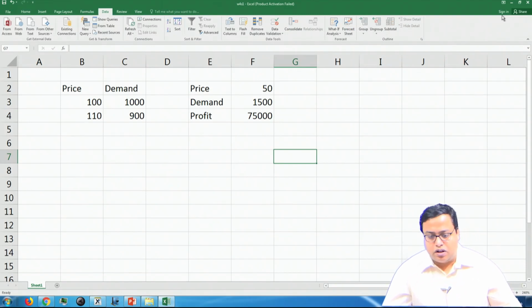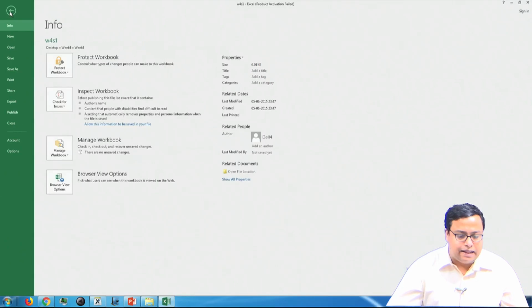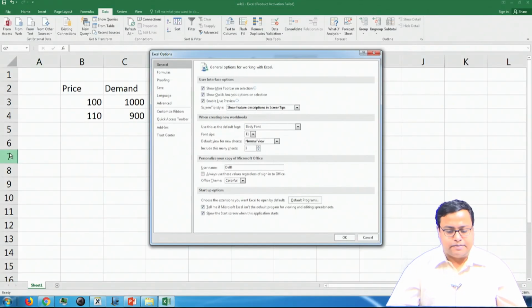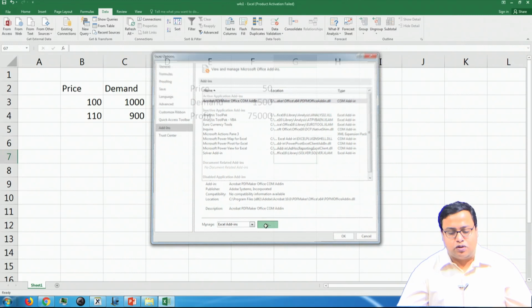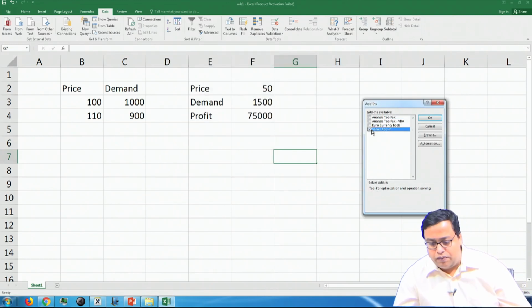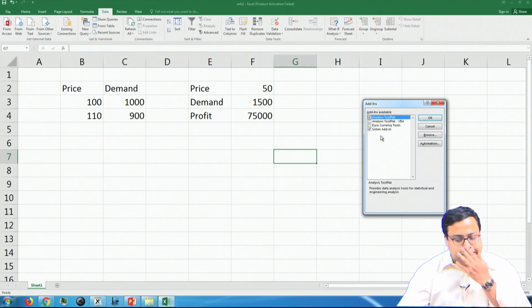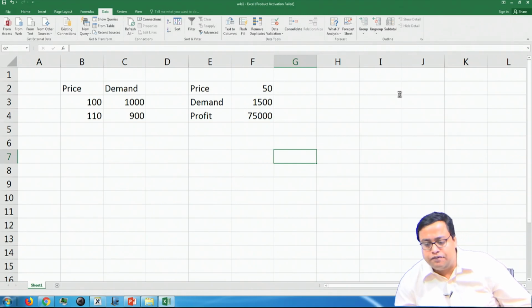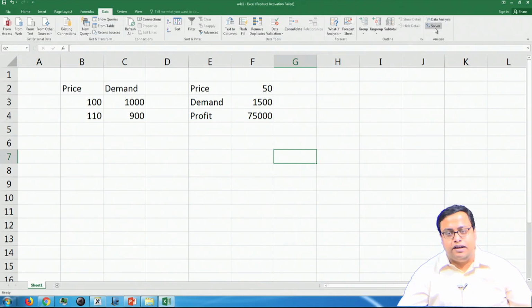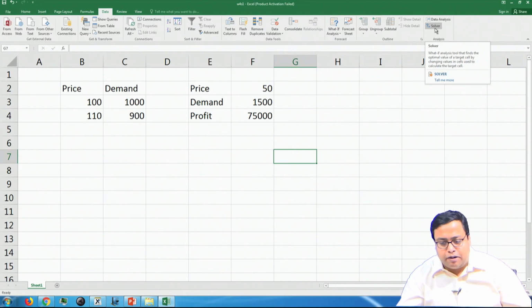If there is no solver here, you have to go to File, Options, Add-ins, and see at the bottom there is an Excel add-in option. So, you have to press on Go. Check Solver; we may also use Analysis ToolPak at a later point of time. So, check that also and press OK. If you just press OK, you will get this Solver button here. So, we are fine, the Solver button is here.